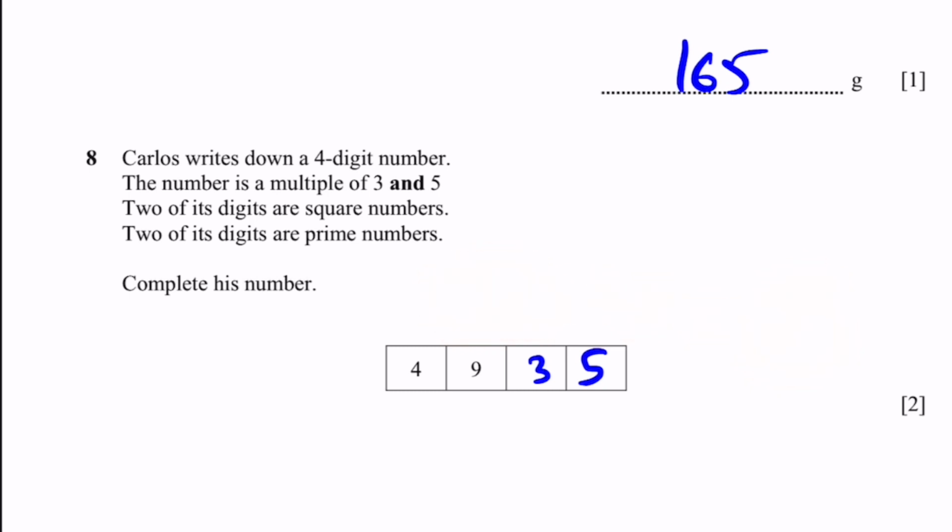Therefore, it's divisible by 3. Now it's divisible by 5 since it ends with a 5. These two are square numbers, these two are prime numbers. That's the answer. Question 9.